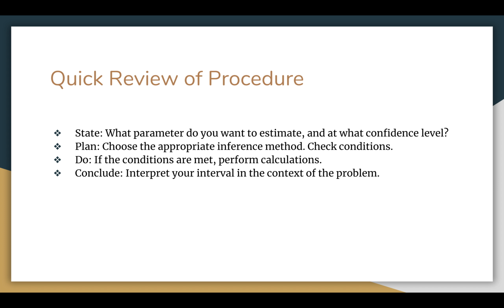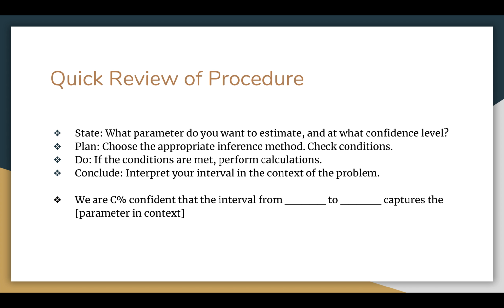For the do portion, it's usually best to write out the specific equation for the confidence interval you're going to construct. For the conclude portion, a confidence interval is usually interpreted in this manner: we are C% confident that the interval from blank to blank captures the parameter in context. Be sure that your interpretation describes a parameter and not a statistic.